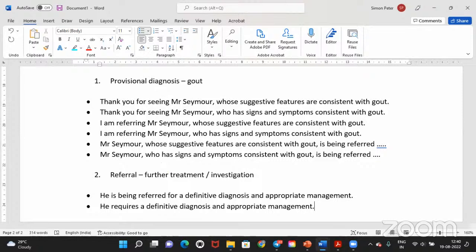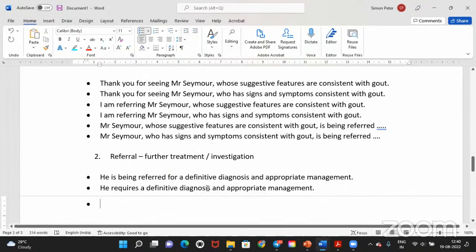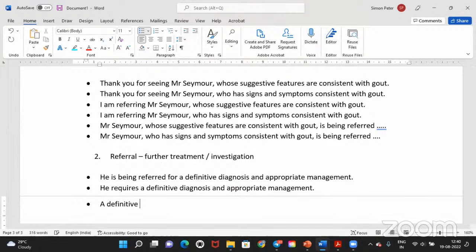Or a definitive diagnosis and appropriate management would be extremely beneficial. Like this also you can write, is required. Like this. Okay, he requires, is required, a definitive diagnosis and appropriate management are required, plural. So, that is the way how you can modify. So, take one sentence from the first one, take one sentence from here, and you can write.